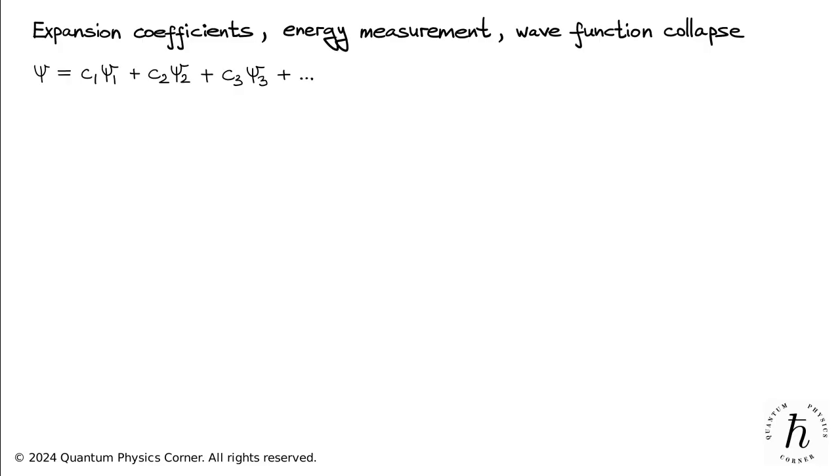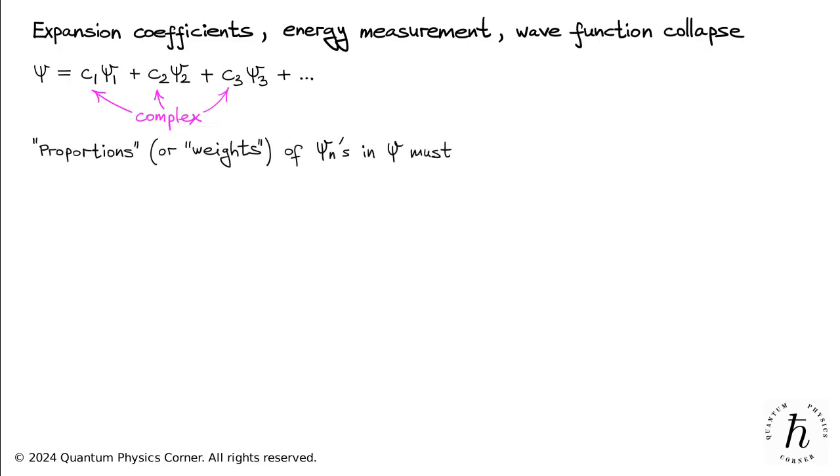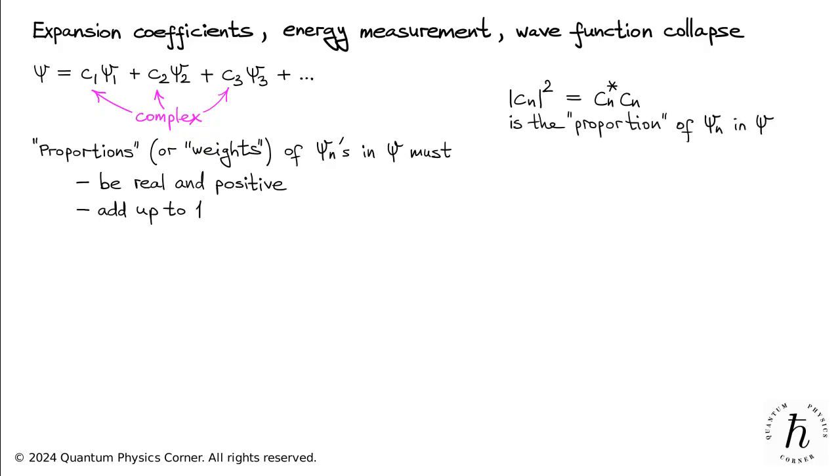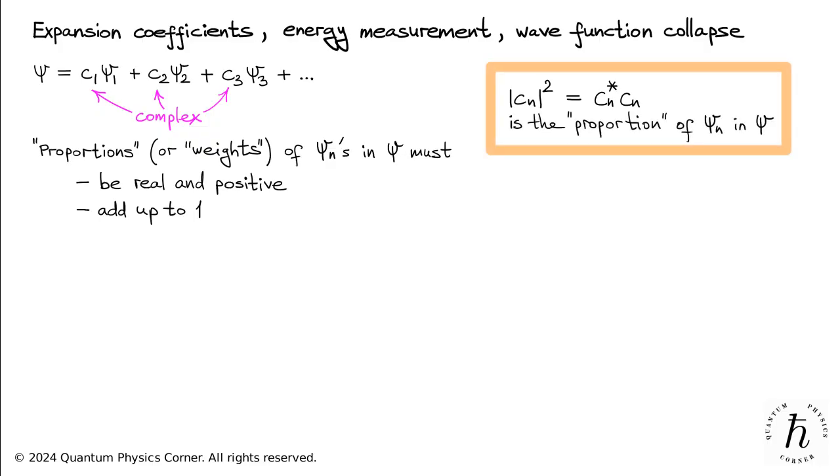The expansion coefficients are generally complex valued, and therefore cannot directly represent proportions. The proper proportions, or weights, of the stationary state psi sub n in the superposition psi must be real, positive, and add up to 1. As you will see from the exercises for this lesson, the quantity that satisfies these conditions is the squared modulus of C sub n. This quantity, which is also the product of C sub n and its complex conjugate, represents the proportion of the stationary state psi sub n in the superposition psi.